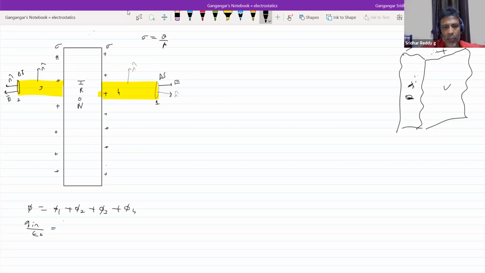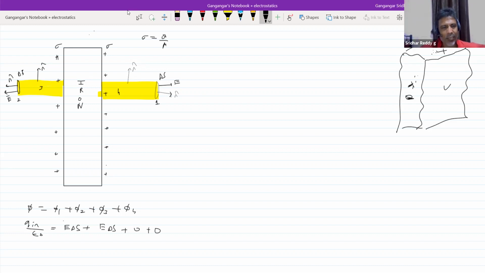What is the flux due to the first surface? E and N are parallel, so therefore E into delta S. Here also E and N are parallel to each other, so cos 0, the angle between them is 0 degrees. What is phi 3? E bar is along the x-axis, N cap is along the y-axis at 3 and 4. So therefore the flux will be 0.